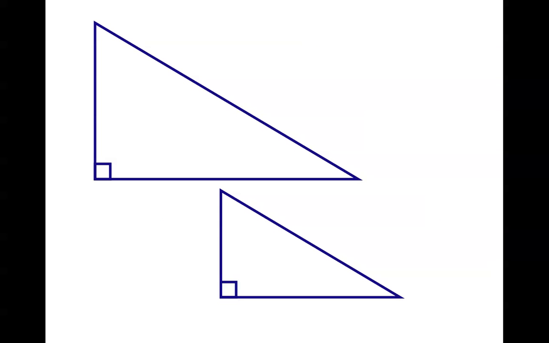Notice here are two similar shapes. They're not congruent because they're not exactly the same size. Notice this one's bigger, this one's smaller. Duh, right? So how do we know they're similar? One, all corresponding angles must be congruent.